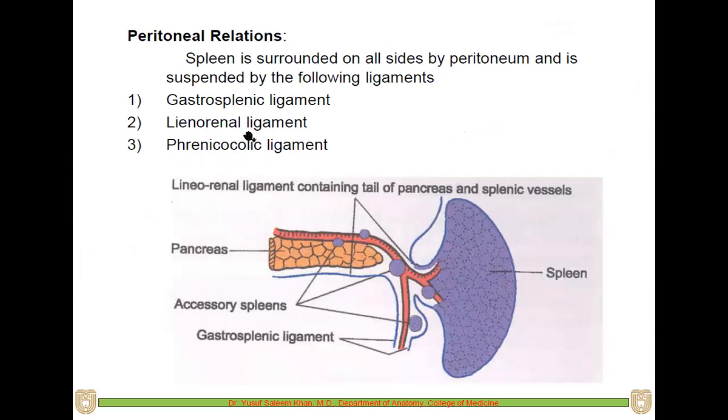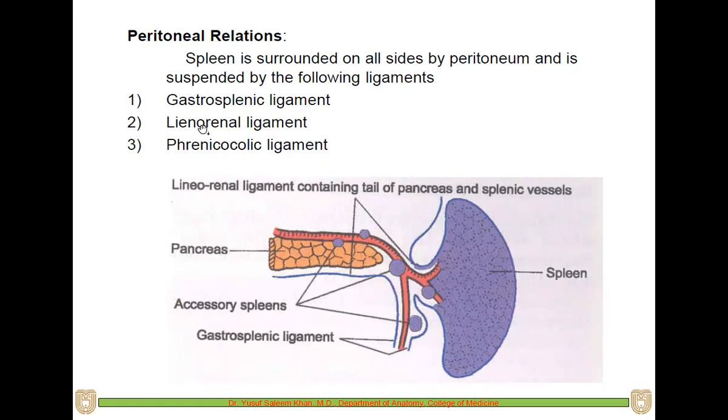Now coming to some peritoneal relations of the spleen. It is completely covered by the peritoneum. The spleen is surrounded on all sides by the peritoneum, and it is suspended by the following ligaments. So it is held in its position by the following ligaments. Which are those? One is the gastrosplenic ligament. There is a ligament running between the stomach and the spleen, that is called the gastrosplenic ligament, between the fundus of the stomach and the spleen.